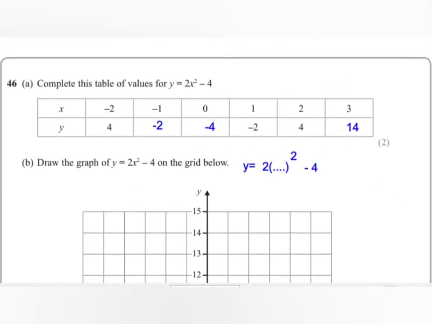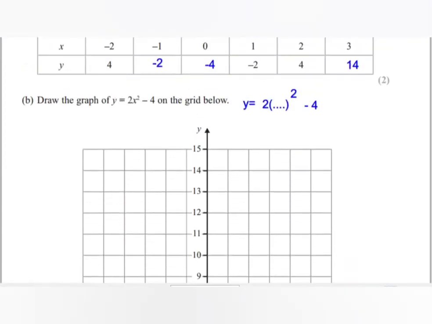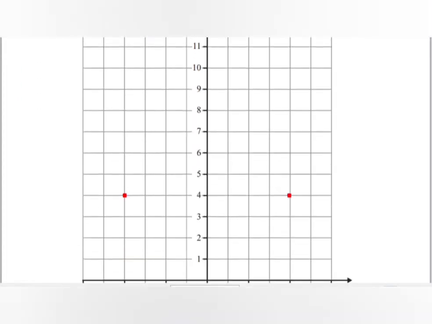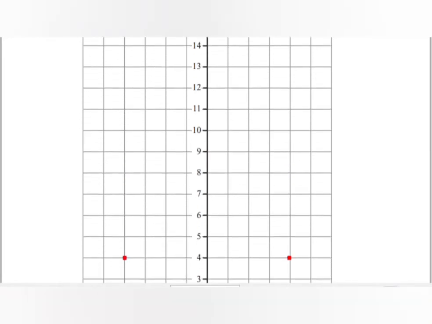2, 4. Now let's take a look. It's 2 here on the x and 4 on the y. So it's here. Good job. Now, the last point is what? It's 3, 14. So 3 on the x and 14 on the y. Let's take a look at that. 3 is here. It's the last line. Now we want to go up until we reach 14. So it's here. Very good.